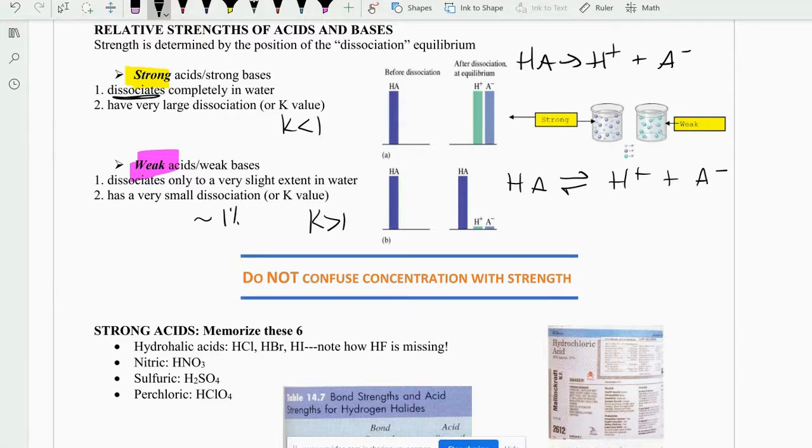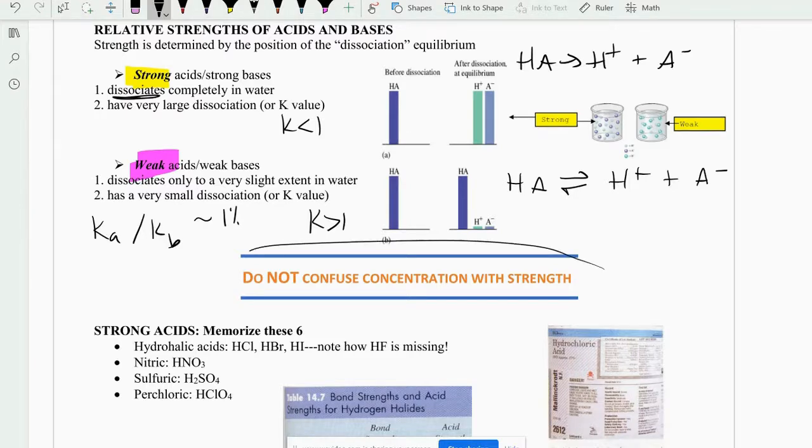Now, when we talk about the K values or the K constants, the equilibrium constants, in acid and base chemistry, we're now going to call them Kas and Kbs. And of course, the Ka is the acid and the Kb would be the equilibrium constant for bases, okay?